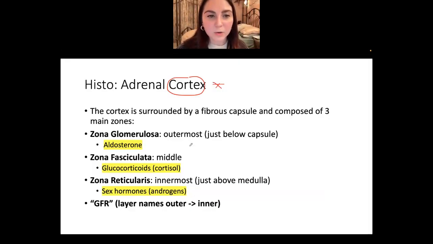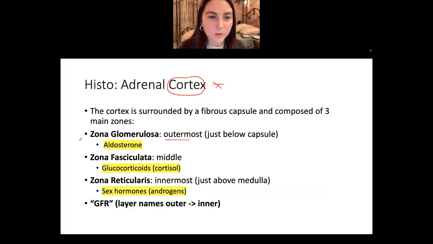The cortex has this capsule, and then there are three main zones. The first zone is the zona glomerulosa, which is the outermost, just below the capsule. Then there's the zona fasciculata, which is the middle, and then the zona reticularis, which is the innermost. Outermost means closest to the capsule. Innermost means closest to the medulla, because after the cortex, it switches to the medulla, right? These are important because these are the sites of your various steroids, and each zone produces a different type of steroid.